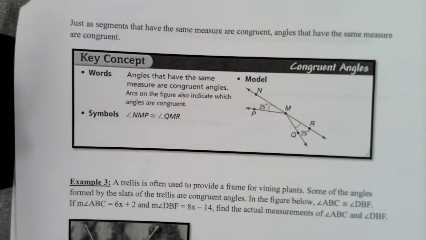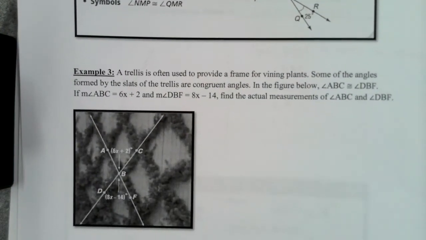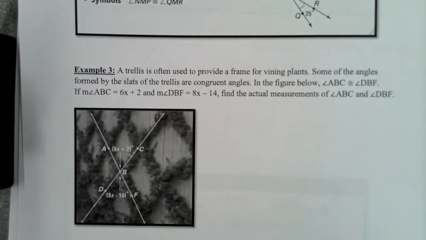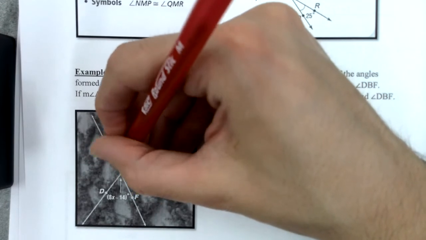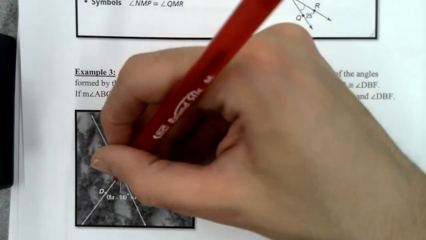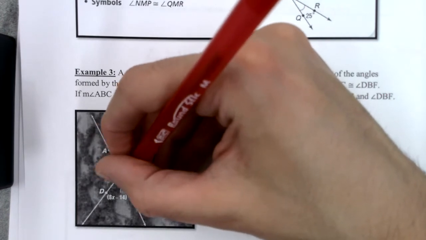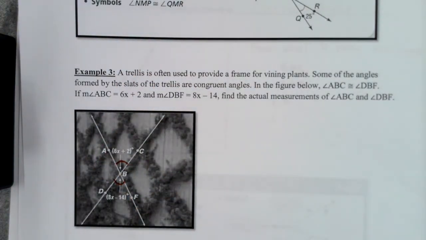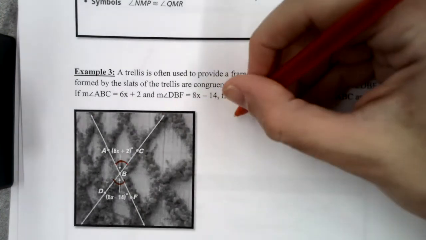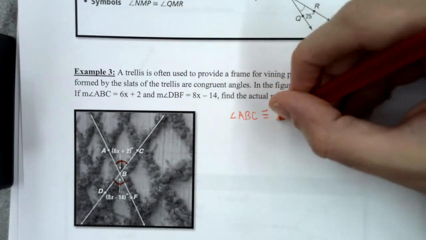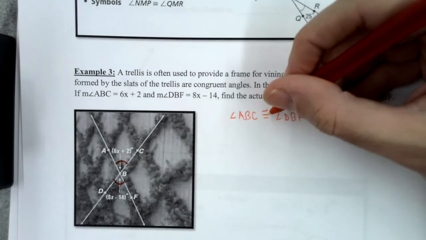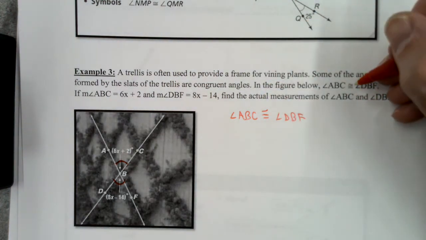So let's try number 3. It tells you in the diagram below, angle ABC is congruent to angle DBF. So this is angle ABC. I'll put one arc on it, just for the heck of it. And this is angle DBF. I'll put one arc on it, just for the heck of it. So those two angles are congruent. So I'm just going to write that over here. You're also given that. That's the symbol for congruence. You can see it right there as well.